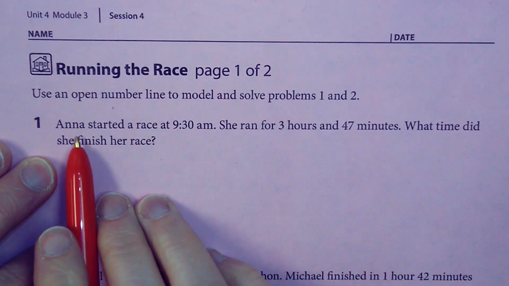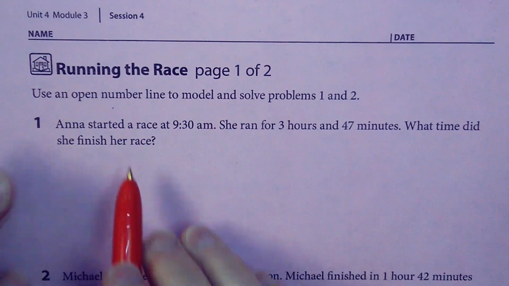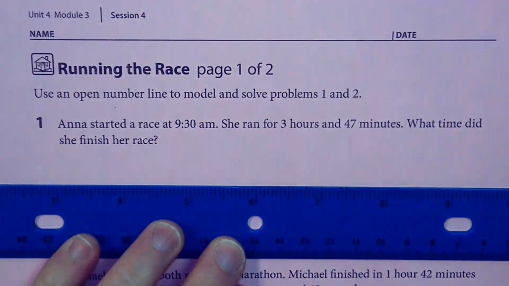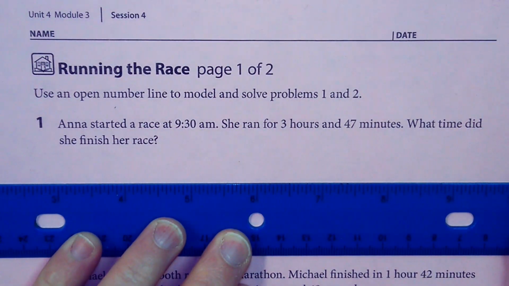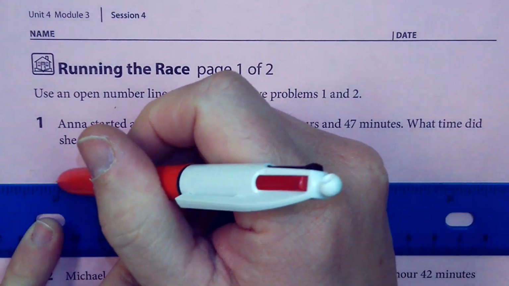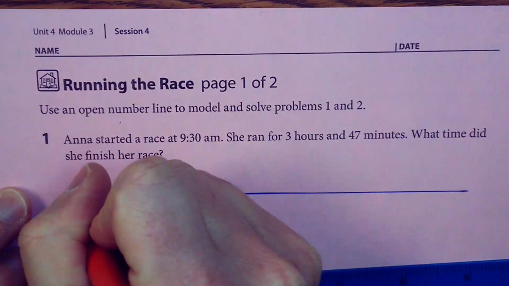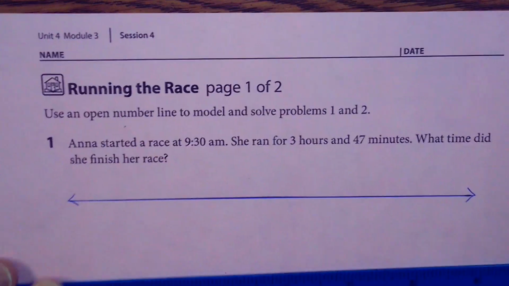Let's dig in. An open number line is how they want us to solve these problems. So I am going to start by drawing what I hope is a relatively straight line for us to work with. And it needs to be open, so I put arrows on either end.